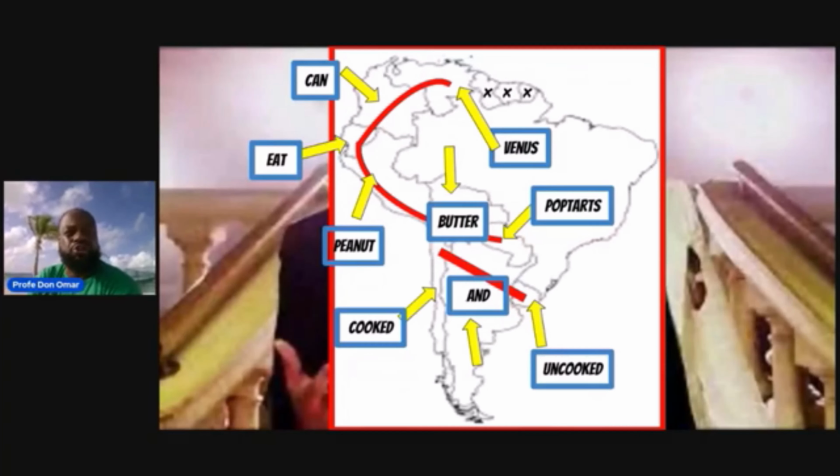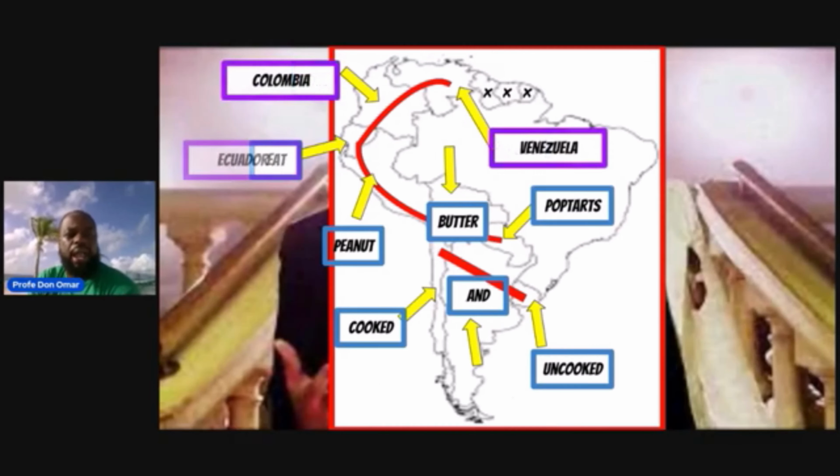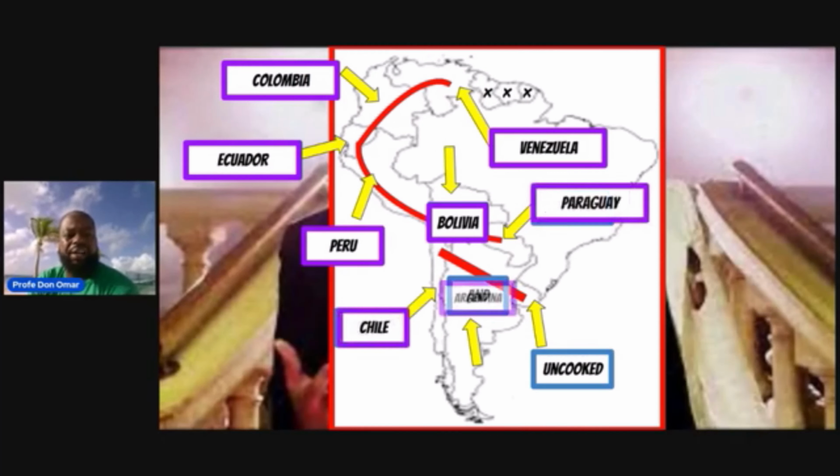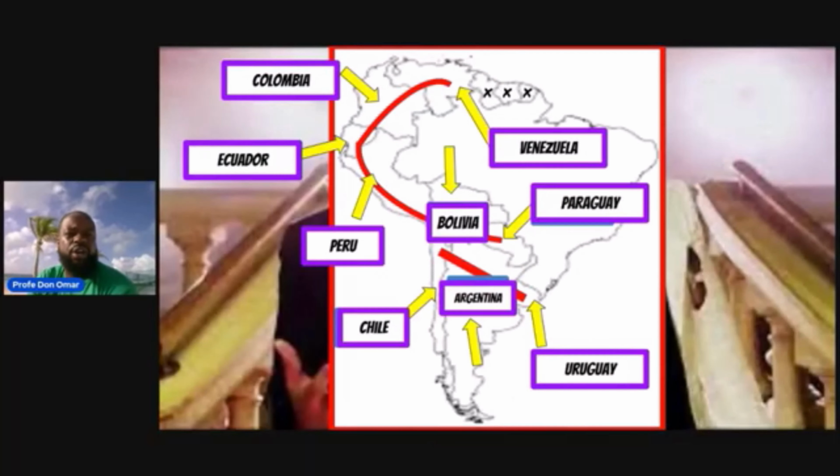Now let's reveal los nombres de los países. Venezuela, Colombia, Ecuador, Peru, Bolivia, Paraguay, Chile, Argentina, y Uruguay. Venus can eat peanut butter Pop-Tarts cooked and uncooked. Those are todos los países de Sudamérica, all the countries of South America.